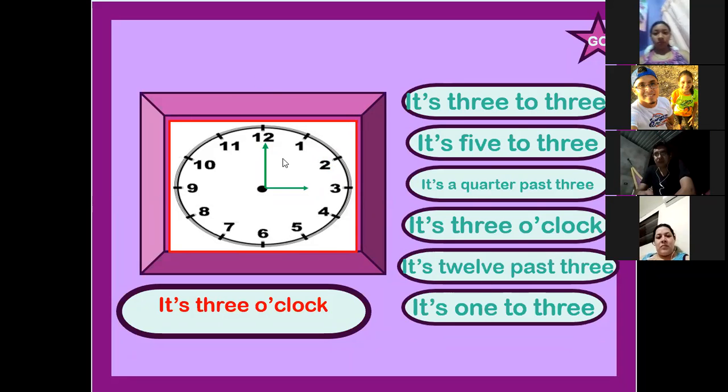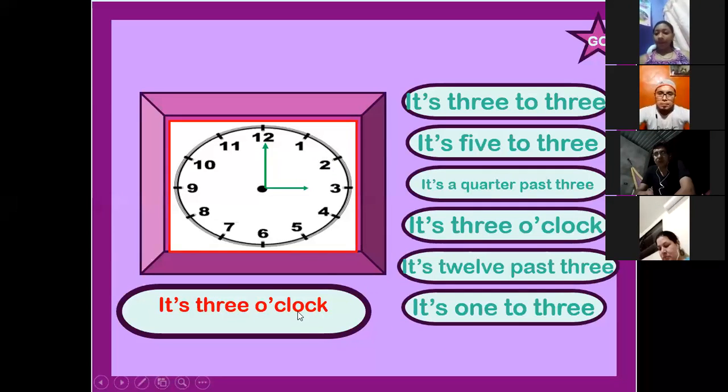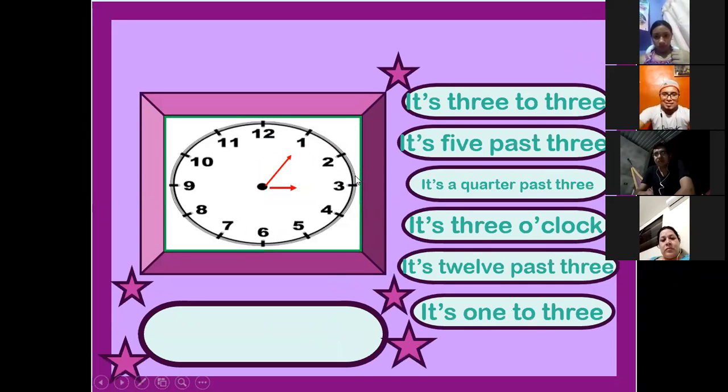For number one, this is an example, it's 3 o'clock. This is an example, that's it. And we choose 3 o'clock because the time is 3 o'clock. So this is for Jorge, George Crisostomo, right? This is for you. What's the time, George? Please choose one.